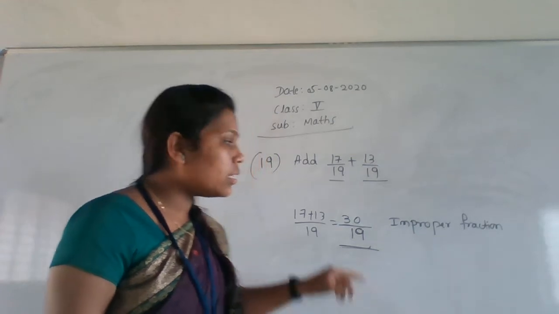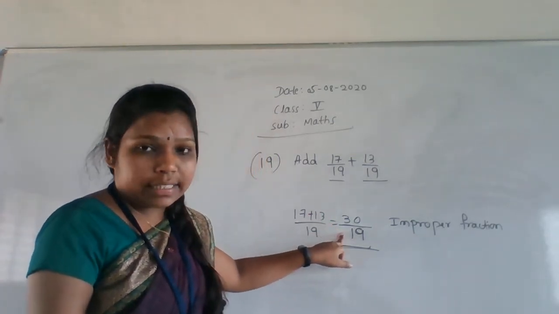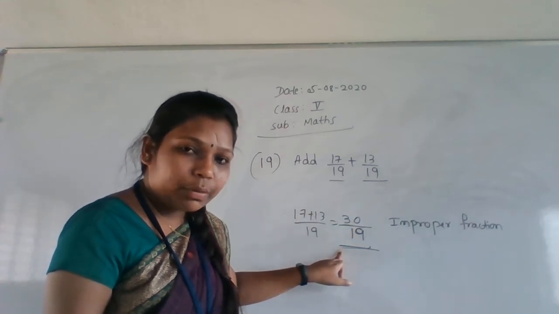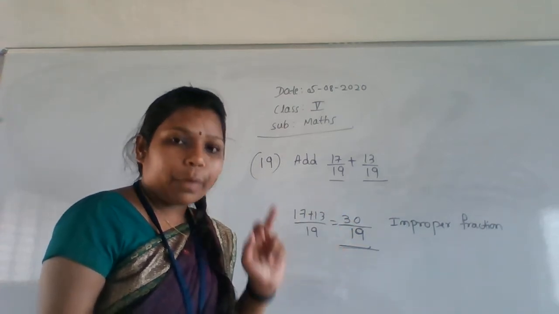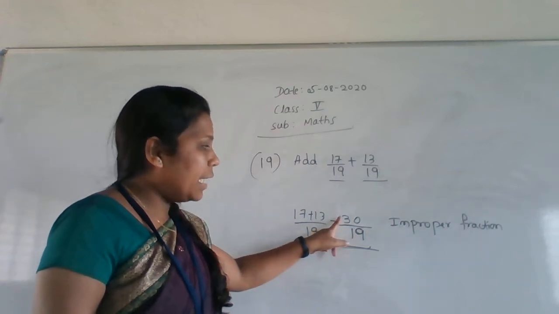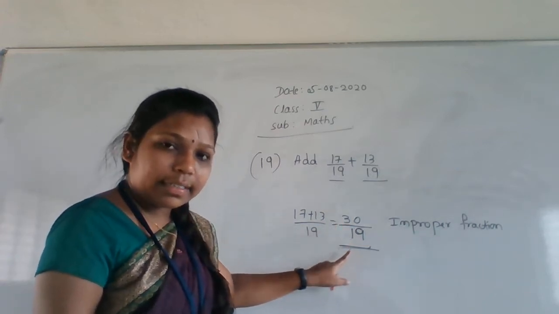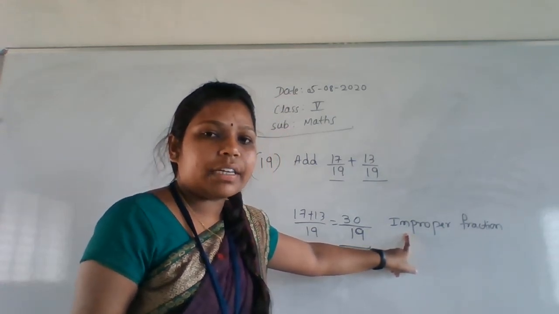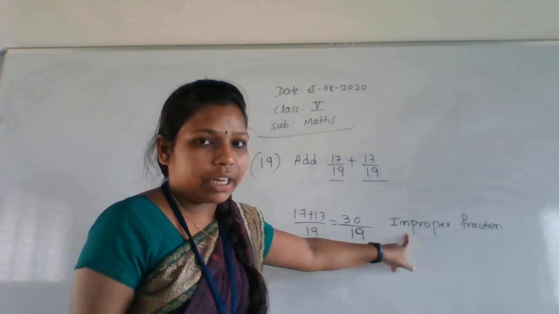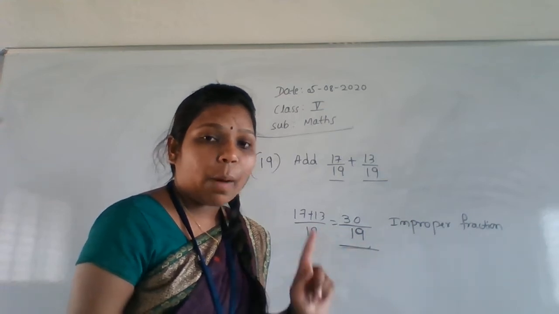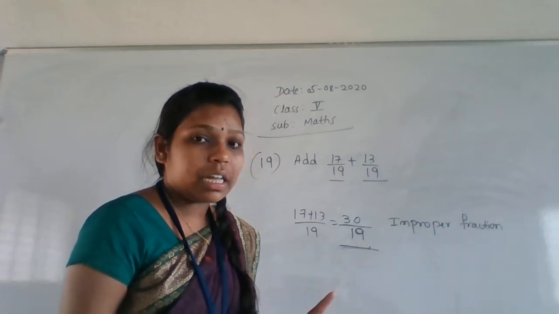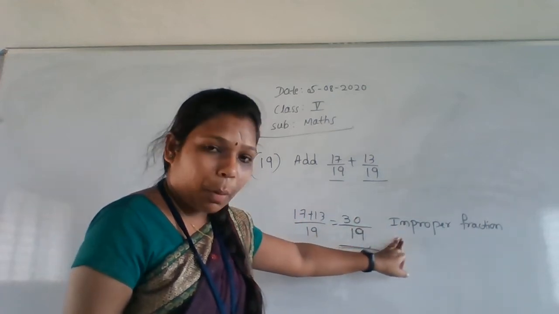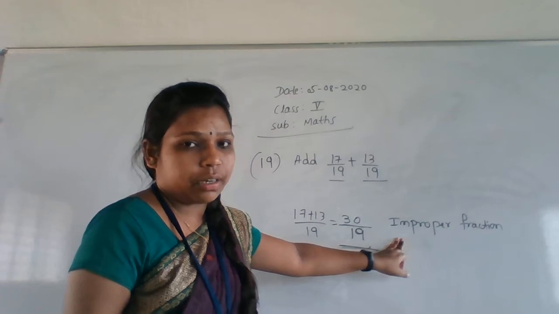Proper fraction means the denominator value should be greater than the numerator. If the denominator value is greater than the numerator, that is called the proper fraction. If the numerator is greater than the denominator, that is called the improper fraction. Only an improper fraction can be converted to a mixed fraction. We can't convert a proper fraction to a mixed fraction. Please keep that in mind.